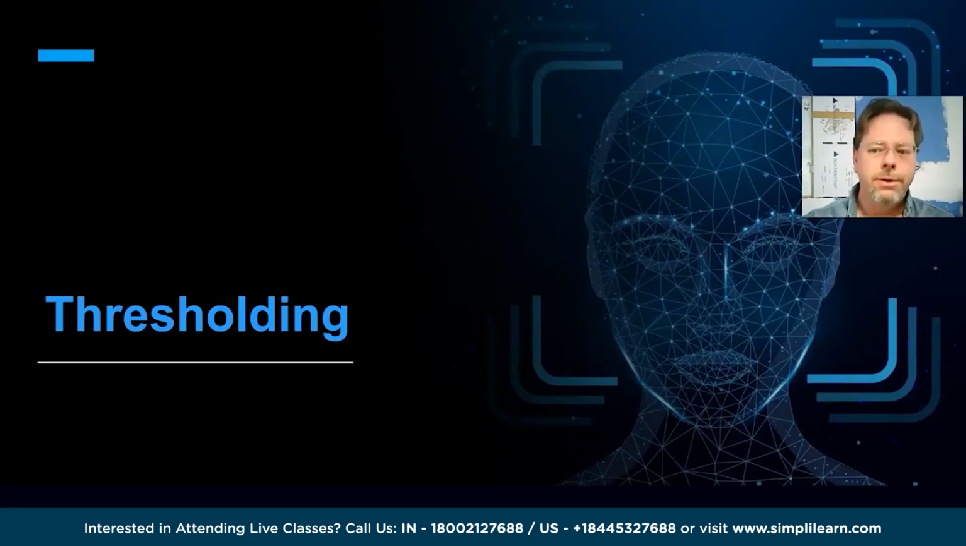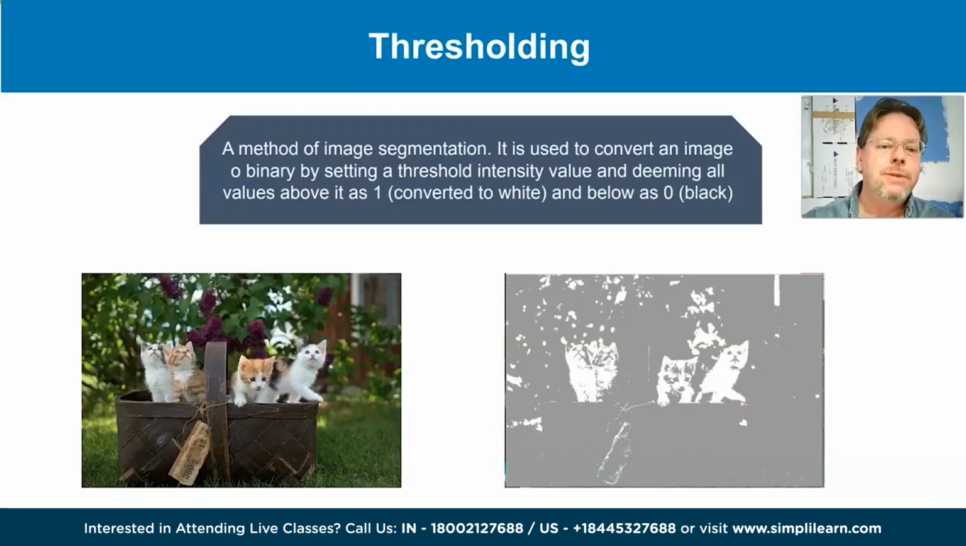Thresholding, another important aspect of image processing. A method of image segmentation. It is used to convert an image to binary by setting a threshold intensity value and deeming all values above it as 1, converted to white, and below as 0, black. And you can see here we were talking about masks. In the threshold, we're able to actually create a mask of the image. In this case, you have the cats, which are mostly white, stand out because we put whatever the value is to pull those cats out and put the background further back.